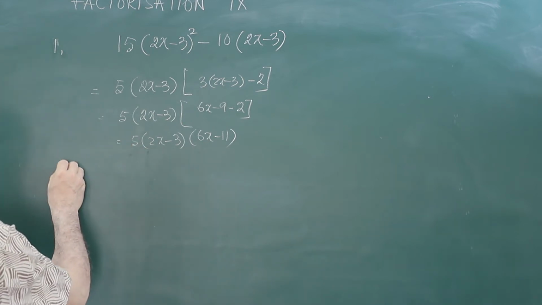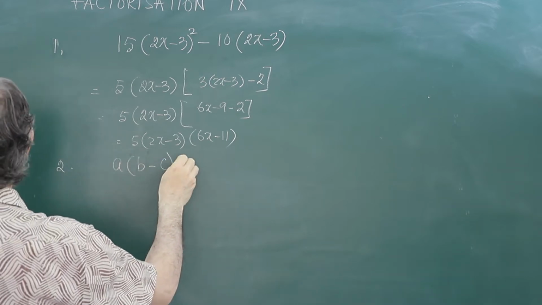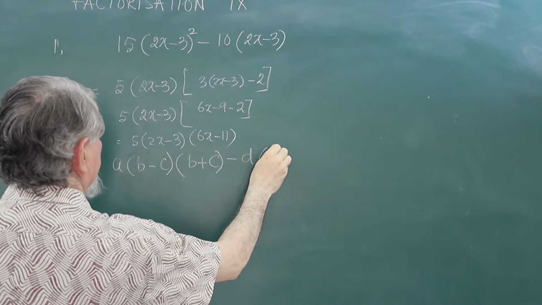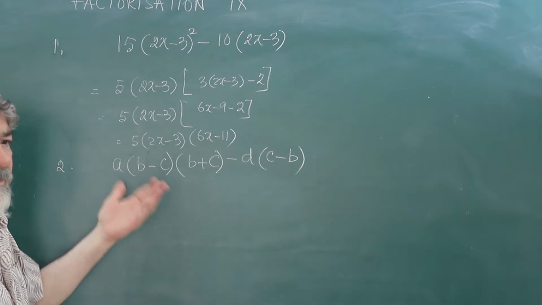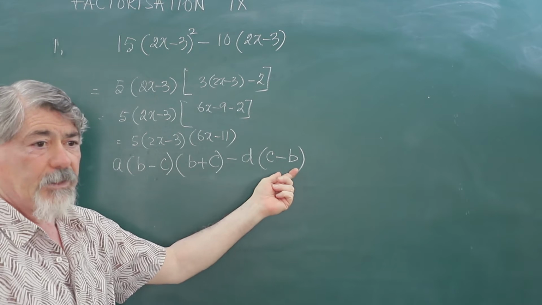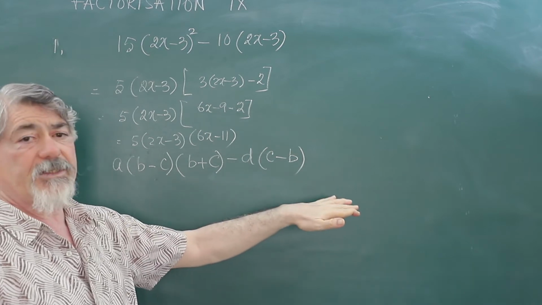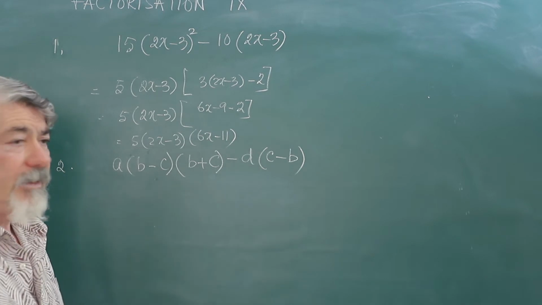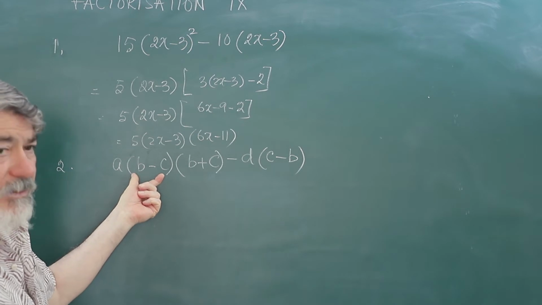Now let us see question number 2, which is a into (b minus c) into (b plus c) minus d into (c minus b). When you look at the beginning, nothing seems to be common. But here you see b minus c and here it is c minus b. Only the signs are different. It is b minus c, just with the reverse sign. So I am going to take a minus common outside here, and by taking minus common outside, I will change it to b minus c also.